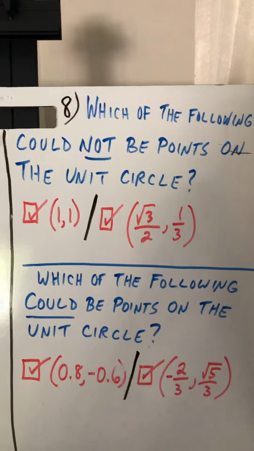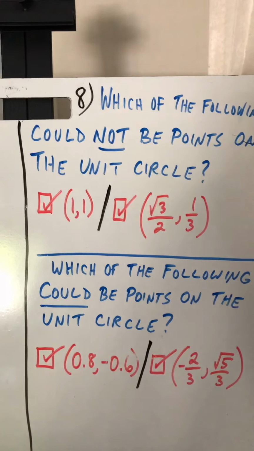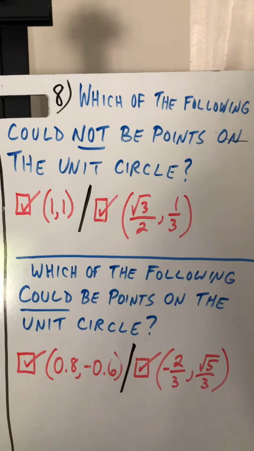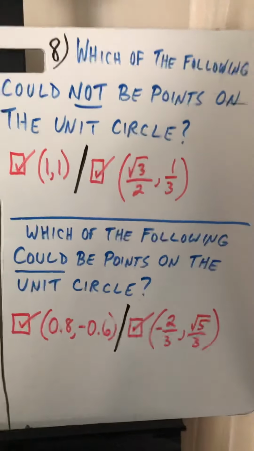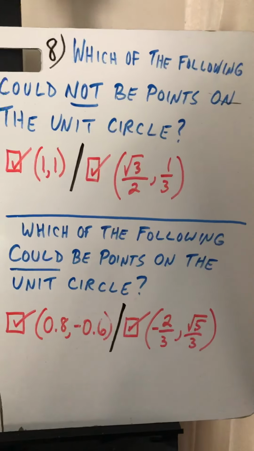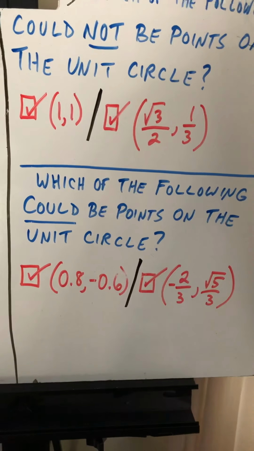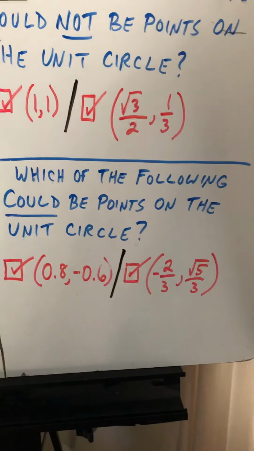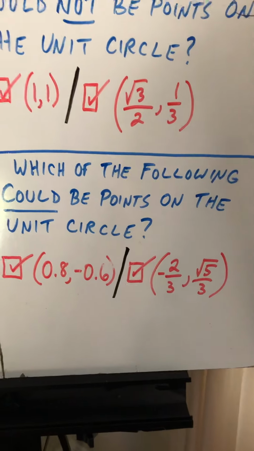Which of the following could not be points on the unit circle? Check 1, 1, and check square root of 3 over 2, 1/3. Okay? If, however, your question is which of the following could be points on the unit circle, then check 0.8, negative 0.6, and check negative 2/3 and square root of 5 over 3. Okay.